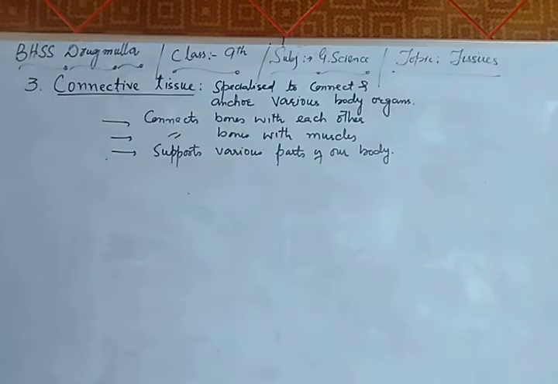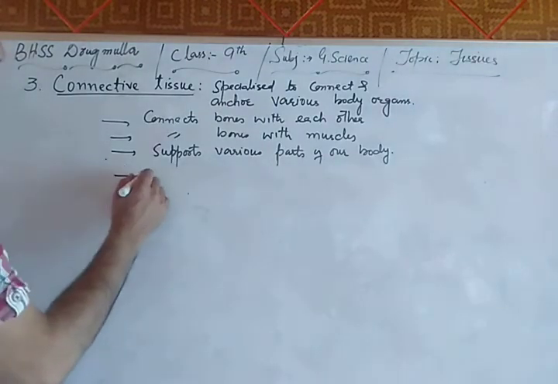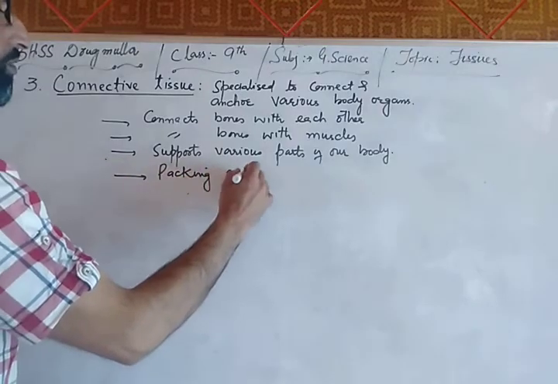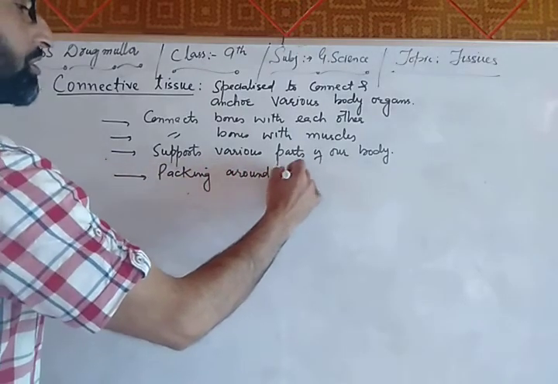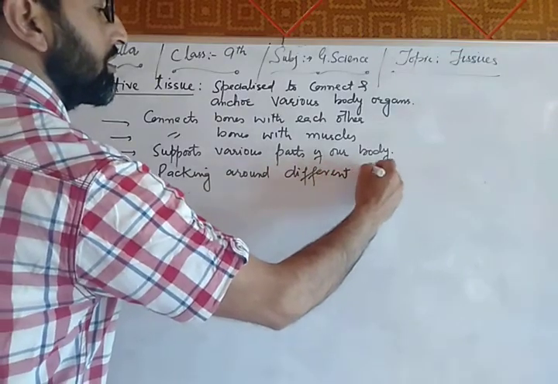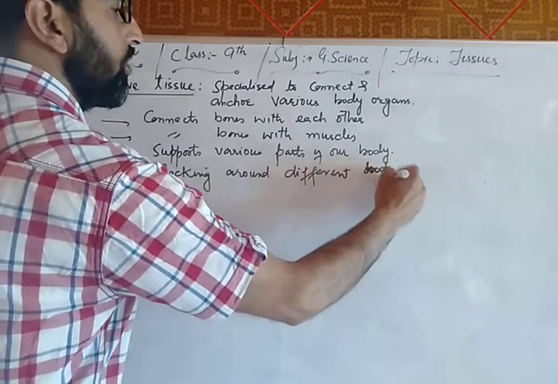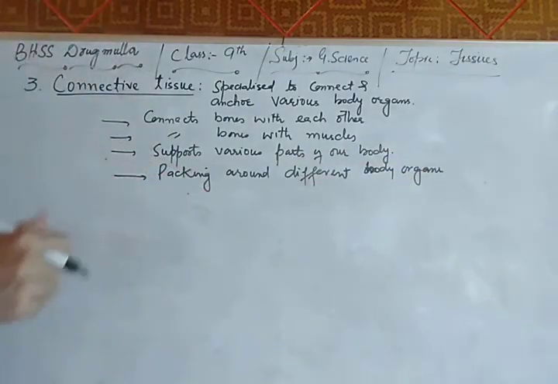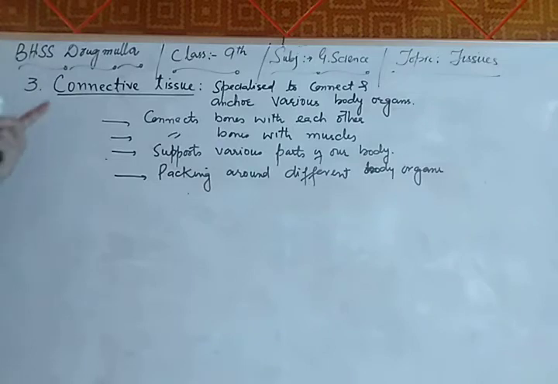This tissue forms packing around different body organs. जो हमारी body organs हैं, उनके इर्द गिर्द जो packing tissue होता है, that is also this connective tissue.